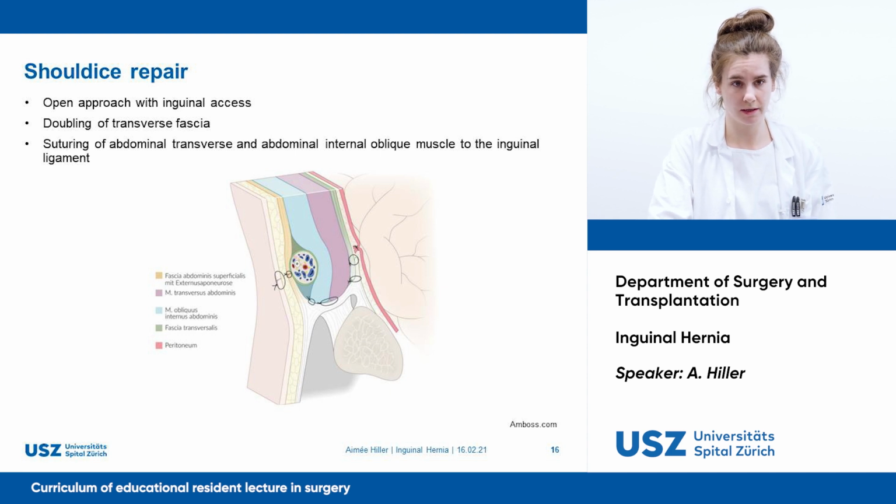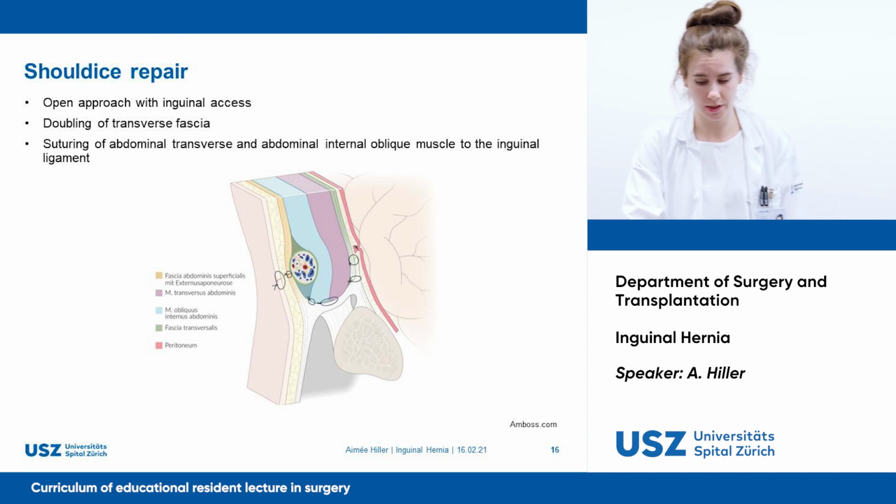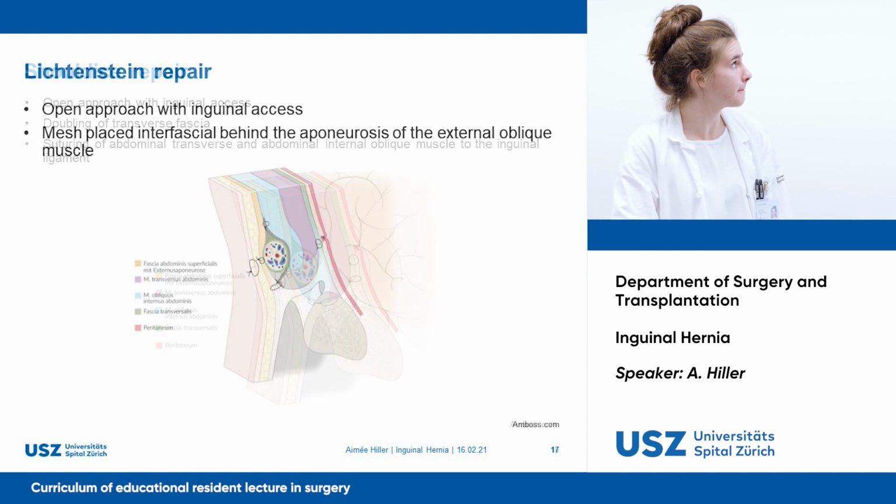So the Shouldice repair is a suture repair. It's an open approach with an inguinal access. It's basically the doubling of the transverse fascia and the suturing of the abdominal transverse and the abdominal internal oblique muscle to the inguinal ligament.